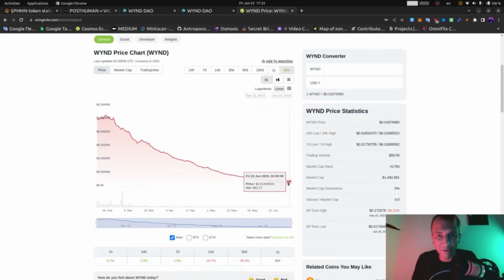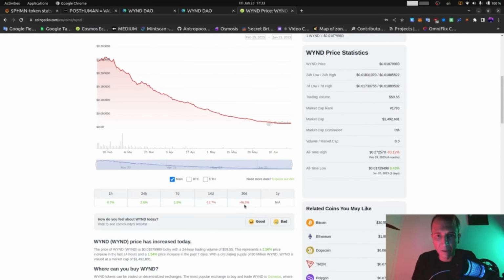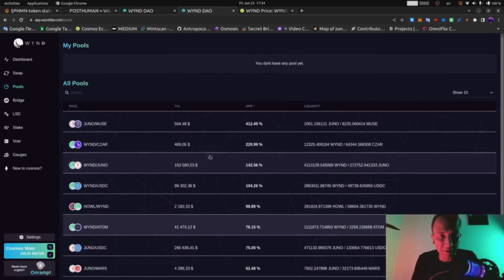It looks like it's at the bottom, and even for the last 7 days it gave 1.5%, and for the last 30 days the price has fallen 46%, and the reward for providing liquidity is 104%. You will have in this pool only half Wynd and half stable coins. So stable coins will not fall in price. If Wynd falls a little bit in price, it looks like the APR in this pool can cover all losses and even give some profit.